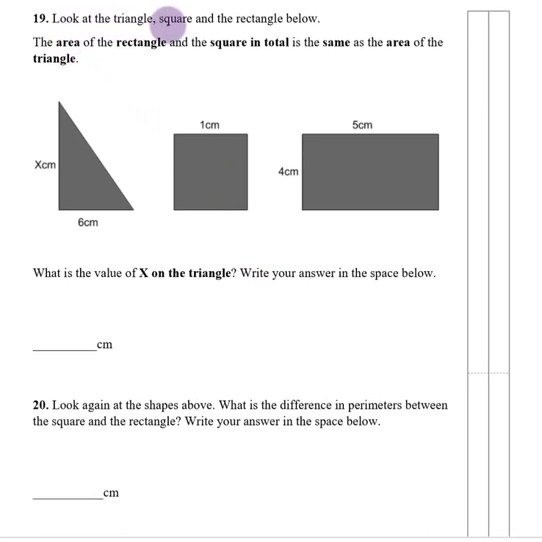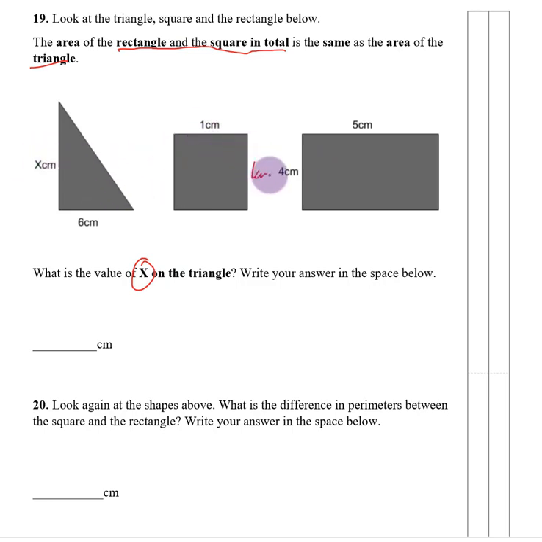Number 19, look at the triangle, square and rectangle below. So we've got a triangle, square, rectangle. The area of the rectangle and the square in total is the same as the area of the triangle. So what is the value of x on the triangle? So we need to work out the area of these two, and then that will give us the area of the triangle, which means we can work out what x is.